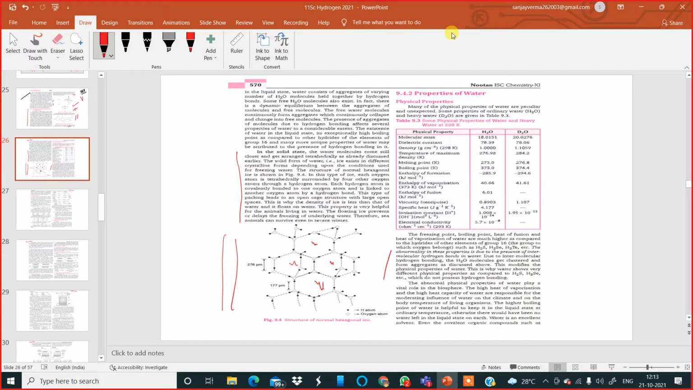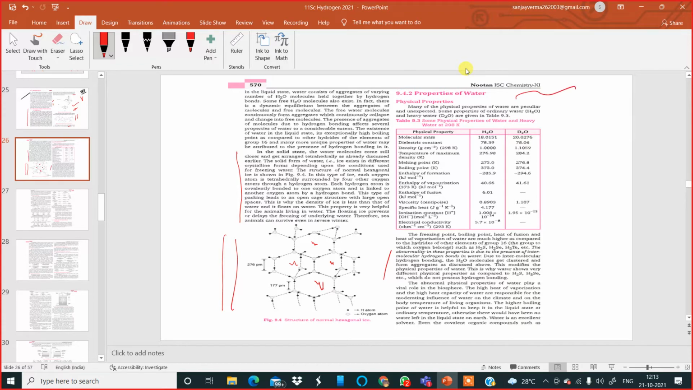Therefore, we can say over here, because of this type of packing, the density of ice is less than that of water and it floats on water. This property is very helpful for the animals living in water. The floating ice prevents or delays the freezing of underlying water. Therefore, sea animals can survive even in severe climates. Okay, so that is one point you have to remember.